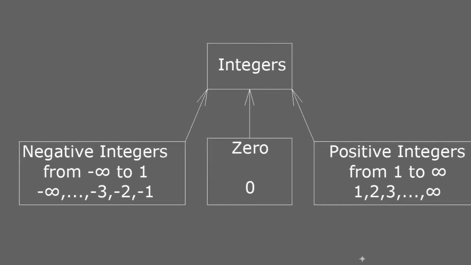As I said before, the integers are divided into the positive integers that go from 1 to infinity, 0, which is a subset that is completely lonely by itself because it is neither positive nor negative, and the negative integers that go from negative infinity all the way up to negative 1.